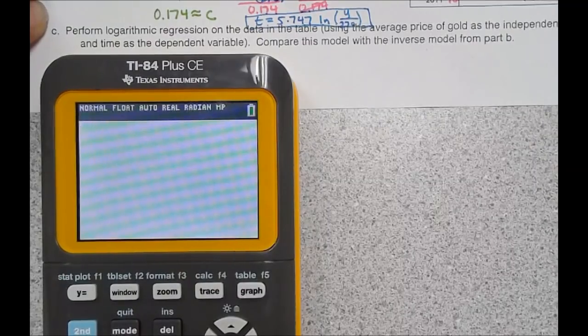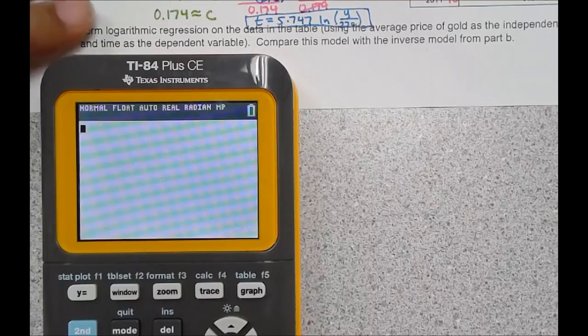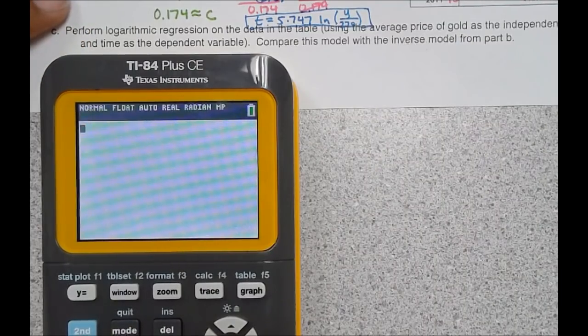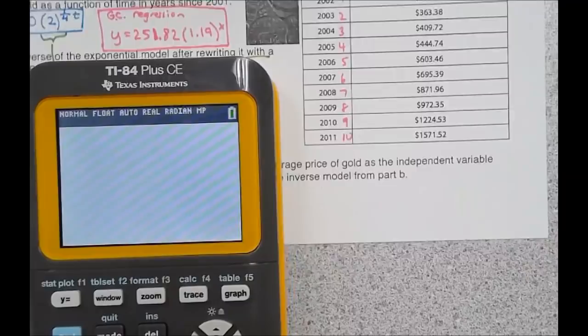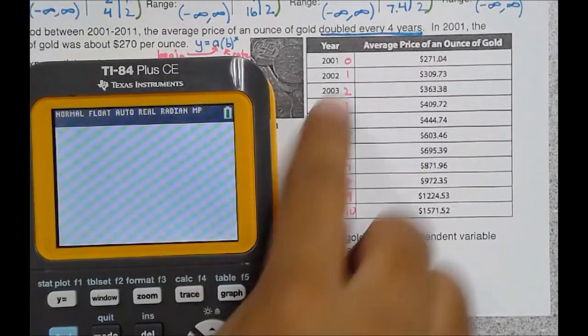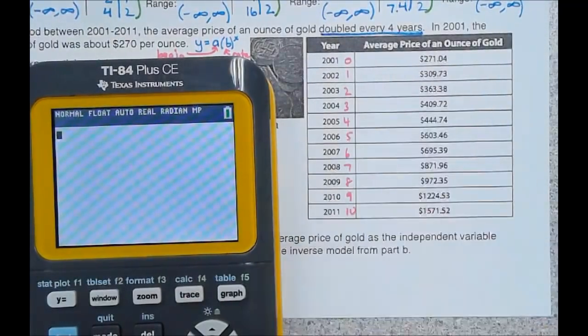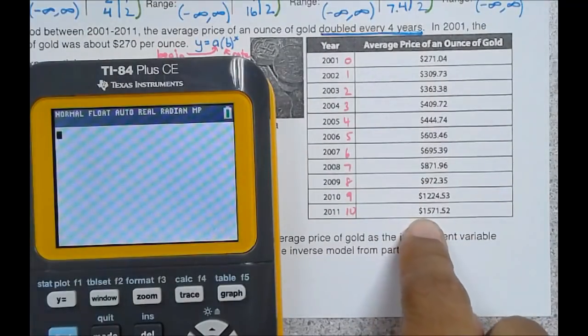Okay, so what we're going to do is we're going to let the calculator figure this out. Now we're going to do a logarithmic regression, so it's going to be a natural log because we don't want to just pick any base, so it's going to be a natural log we're going to be using. Now when we go into our stat table, we had 0 through 10 as your X value and then your average price as your Y values.